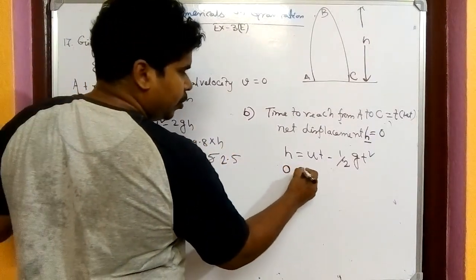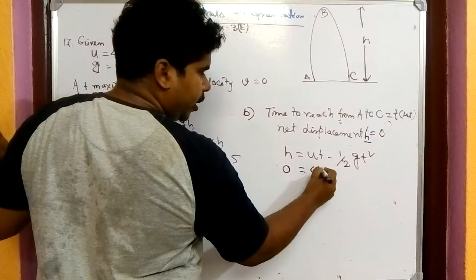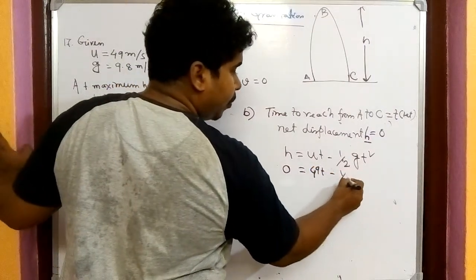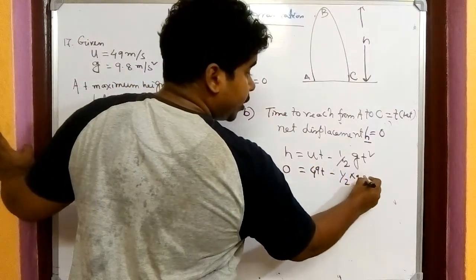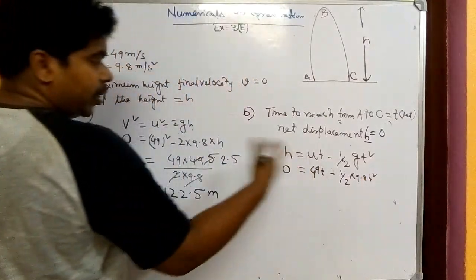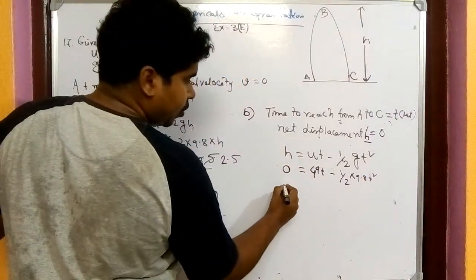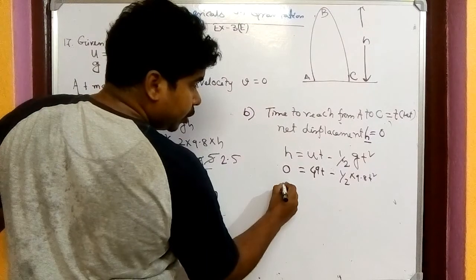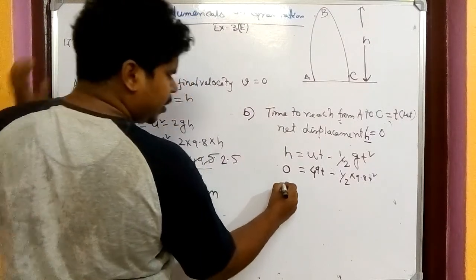Put the values: 0 equals 49 into t minus half into 9.8 into t square. So let's take t square here. Half into 9.8 means it is 4.9.